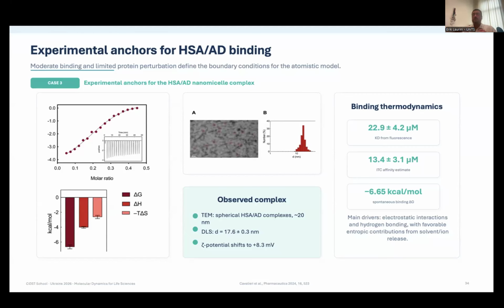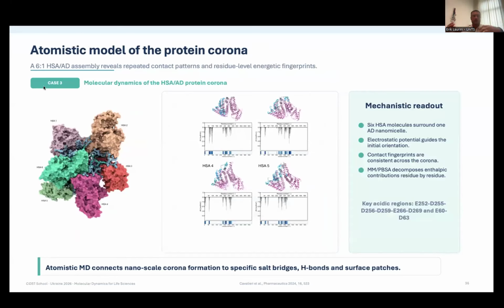And we exploited this information to build our molecular dynamics atomistic complex. You can see here an image in which you have the micelle, represented by these light blue spheres, surrounded by 6 different HSA proteins. So we are able to describe the first shell of the soft corona environment at atomistic level.